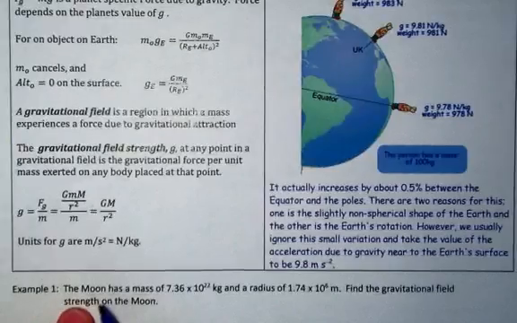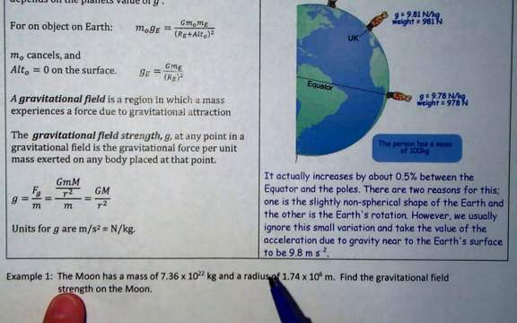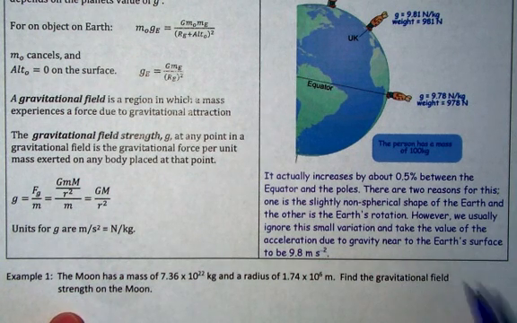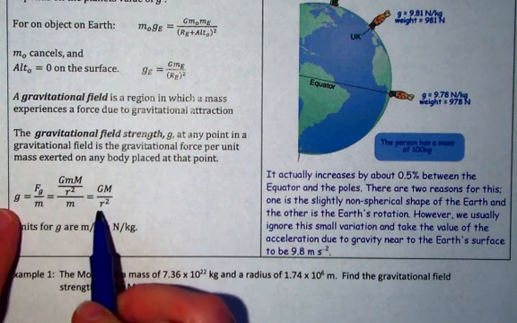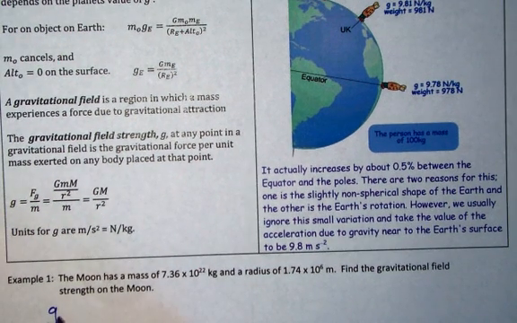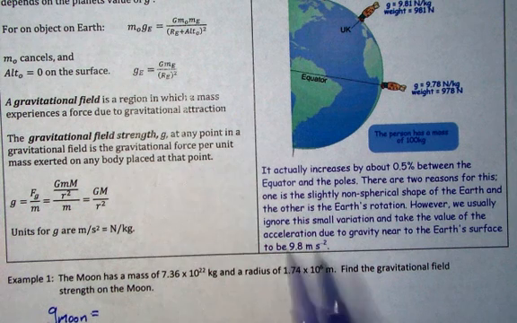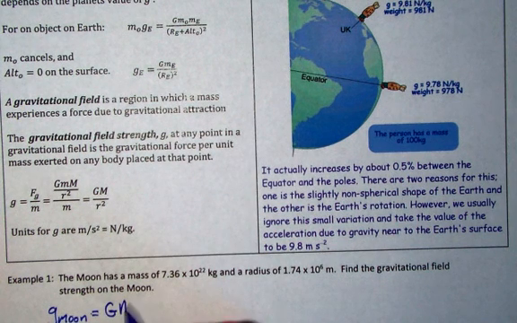So let's take a look at example number 1. We have a moon. It's giving us the mass, it's giving us the radius, and we want to find the gravitational field strength. So again, when you hear gravitational field strength, we're really looking at the acceleration due to gravity, or specifically how much force is put on any unit of mass. So we're going to go ahead and use this equation when that comes up. So g on the moon equals big G times the mass of the moon over R squared, the radius of the moon.